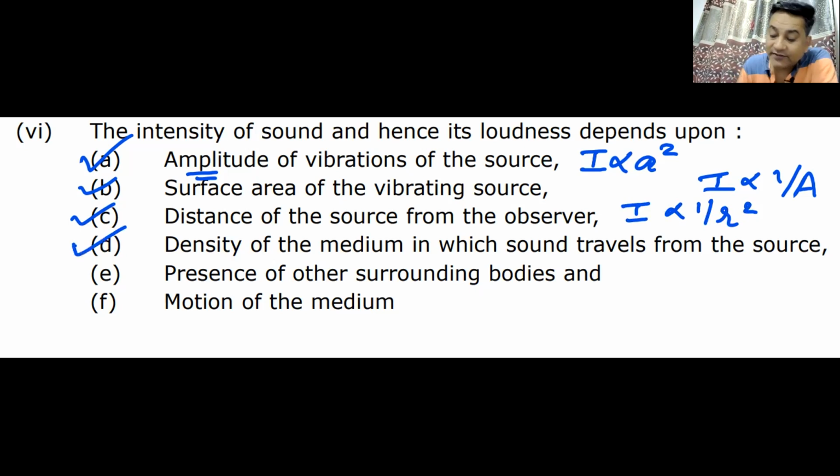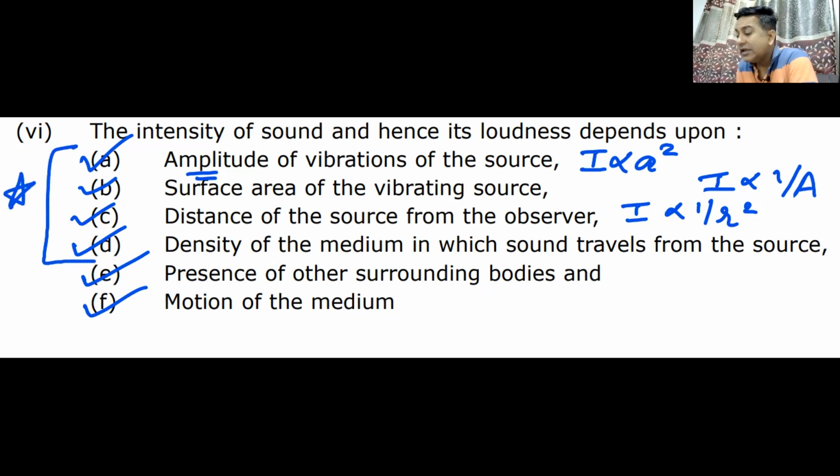It also depends on the density of the medium in which the sound travels. It is directly proportional to density. I had given you the formula for intensity as well. It depends on the presence of other bodies, and it also depends on the motion of the medium. So these are the 6 points. Out of this, you must remember these 4 points which are very important. Intensity is proportional to A square. Intensity is inversely proportional to area. Intensity is inversely proportional to distance square. And intensity is directly proportional to the density of the medium. Do we understand this? I'll give you a minute.